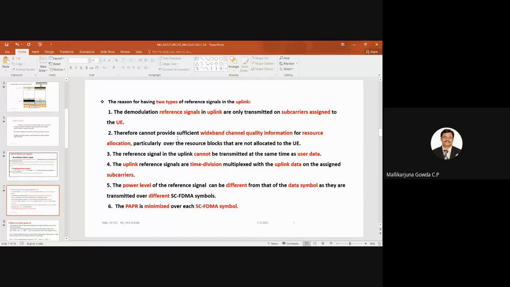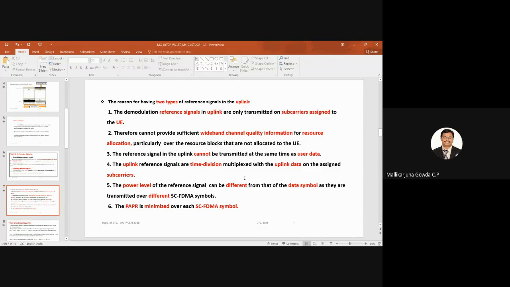Then, the reference signals in the uplink cannot be transmitted at the same time as user data. So user data and control information, right? These reference signals in the uplink cannot be transmitted at the same time as user data. Because of that, it requires two reference signals. The uplink reference signals are time division multiplexed with the uplink data on the assigned subcarriers. Means first we send data and then this reference signal, or first reference signal and then data, because of this time division multiplexing. So the power level of the reference signal can be different from that of the data symbol, right?